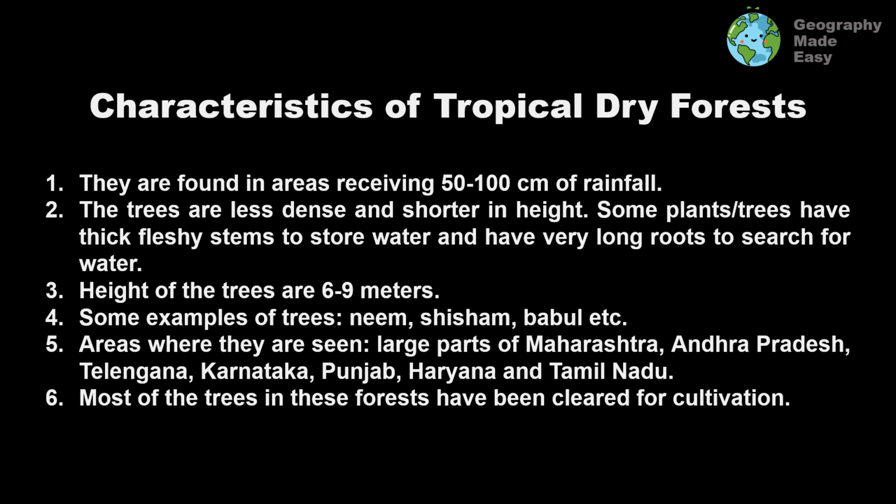Most of these forests have been cleared for cultivation because we can see that it is occurring in the states which are having flat areas. Especially if we look at Punjab, Haryana, parts of Karnataka, the tree cover has been removed, irrigation has been brought in, and cultivation has started.